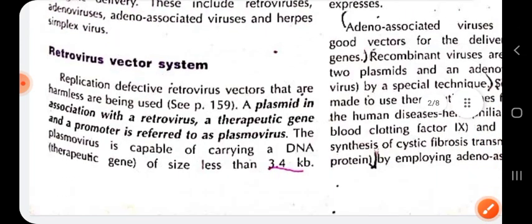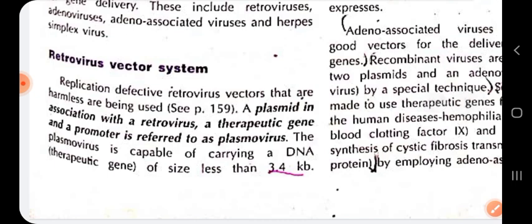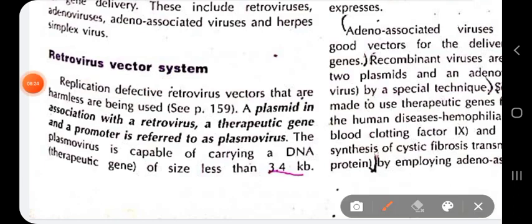So first approach is by using retrovirus. What it is saying here is that replication defective retrovirus vectors that are harmless are being used. As I have mentioned during ex vivo gene therapy, we can use retrovirus as a vector, but it should be harmless. That means its pathogenic part has to be removed.